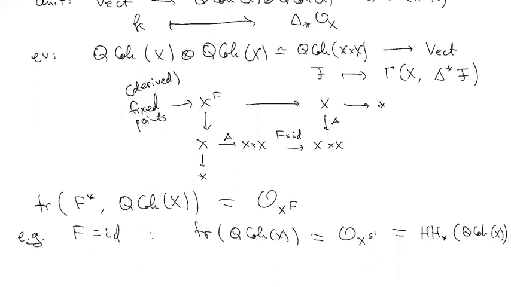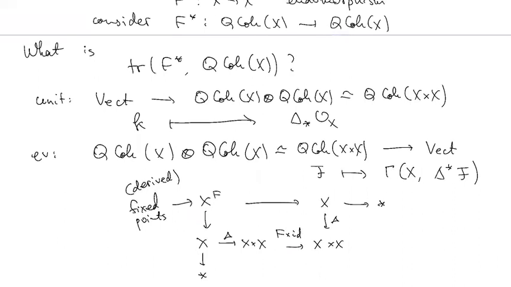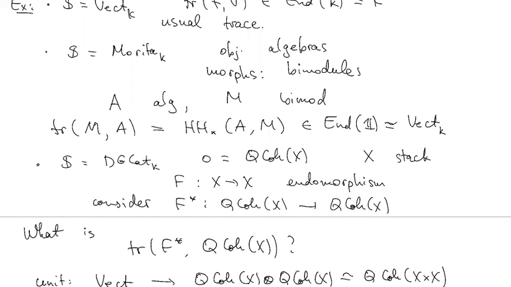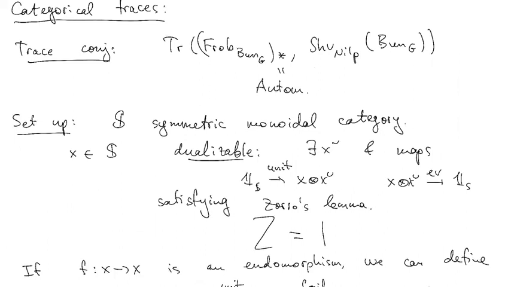Okay, great. So now let me say this. So at least now this trace conjecture makes sense. It's in this world of DG categories. So it's supposed to produce a vector space, as I explained.